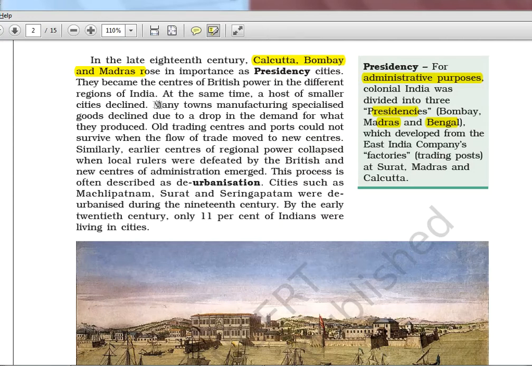Many cities declined, smaller cities declined when the Britishers came. Many towns manufacturing specialized goods declined due to a drop in the demand for what they produced. So obviously Indian goods demand was dropping, and towns which were initially good or better before the British now began declining. Old trading centers and ports could not survive when the flow of trade moved to new centers. So obviously Britishers had their own trading centers, not what Indians actually used, the traditional ones. So again, deurbanization is what they describe it as.